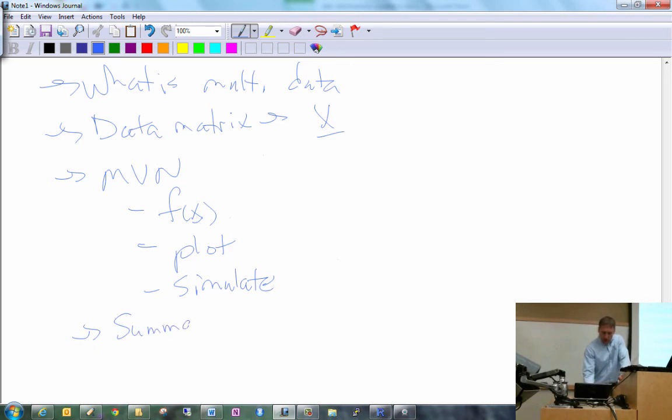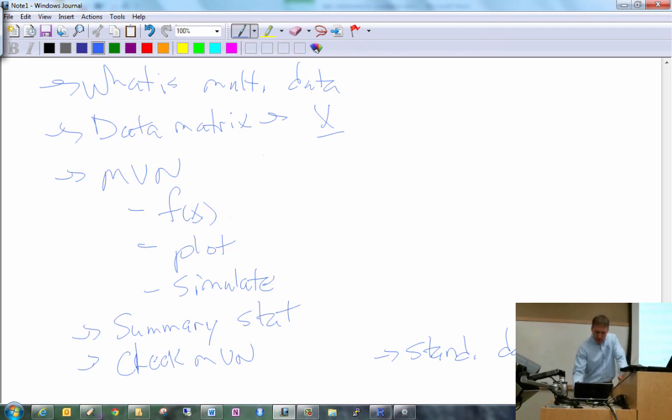We also talked about simple summary statistics, such as how to find an estimated covariance matrix. How to check multivariate normality for a particular sample. It's not easy. That's what we learned today. And then also standardizing data. Make sure you know what it means, and how to use the scale function, for example.